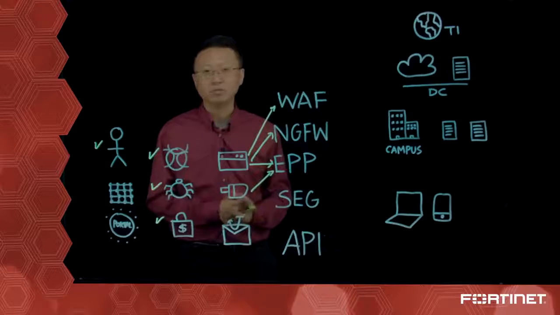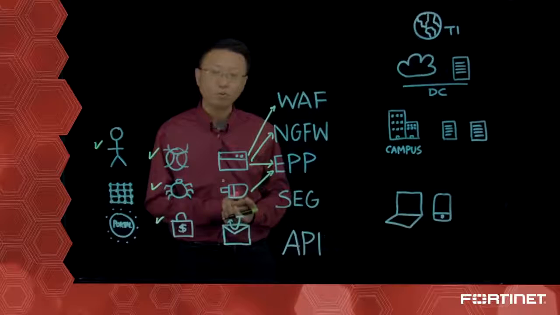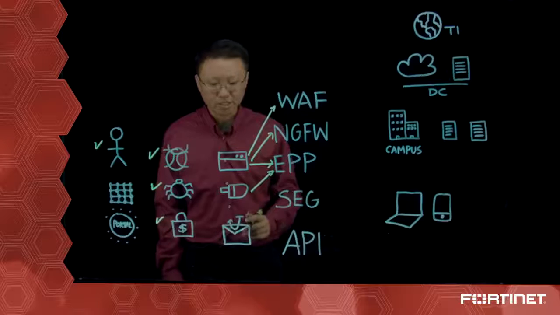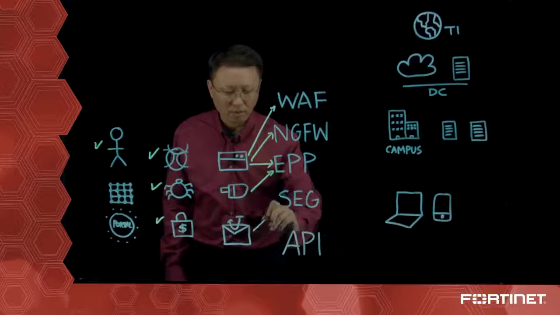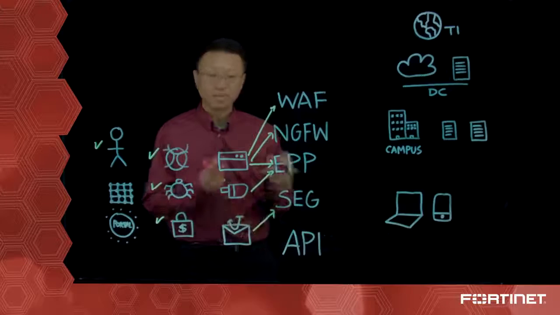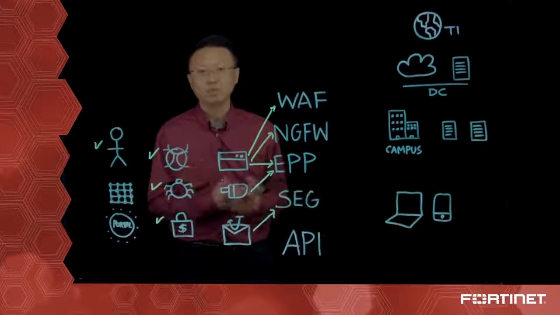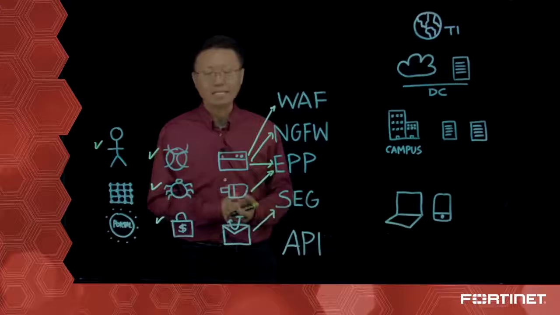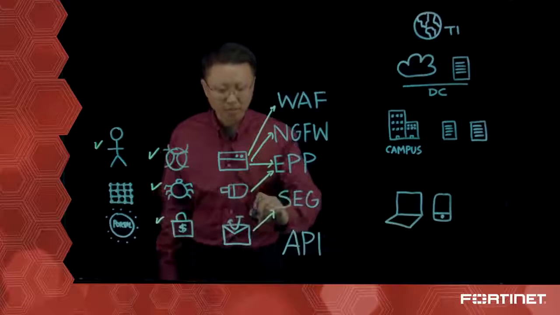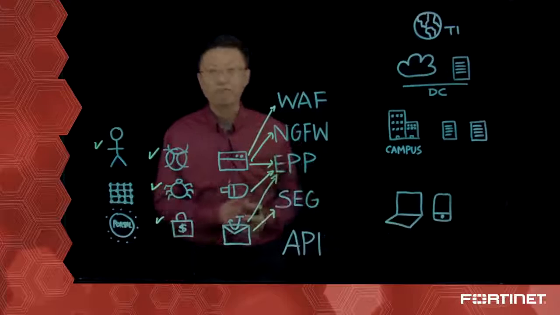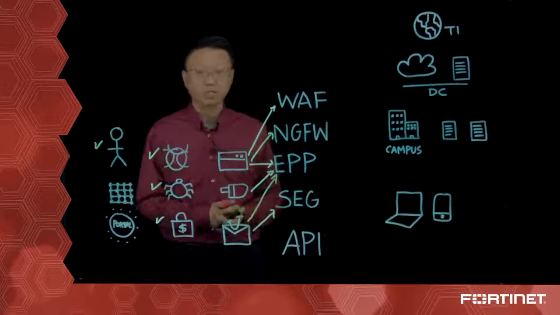Lastly, we have email. So these are spear phishing attacks targeting an organization. Now for corporate emails, you have your secure email gateway to protect against those types of threats. But what about personal emails coming through web-based types of emails? That is where your endpoint protection platform is able to protect against those types of threats.